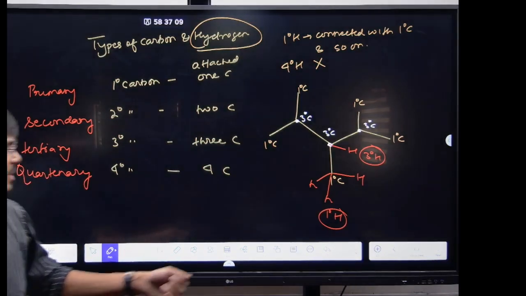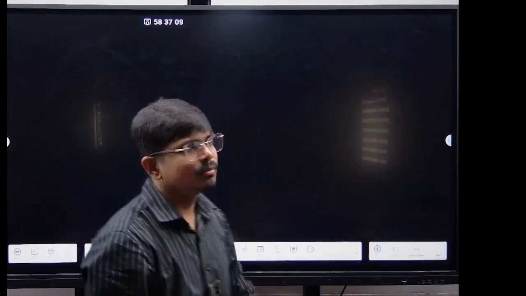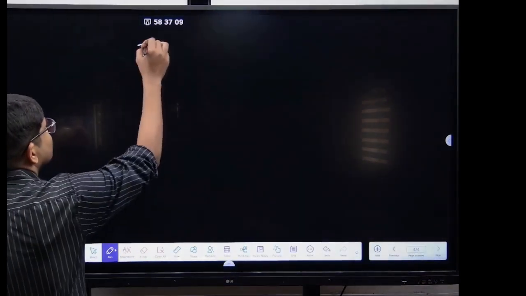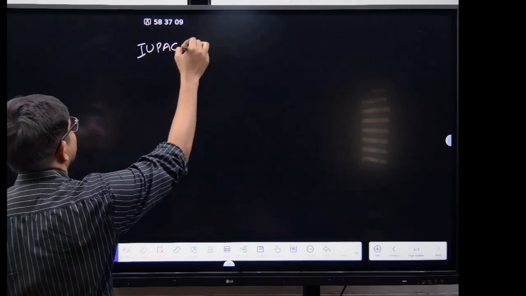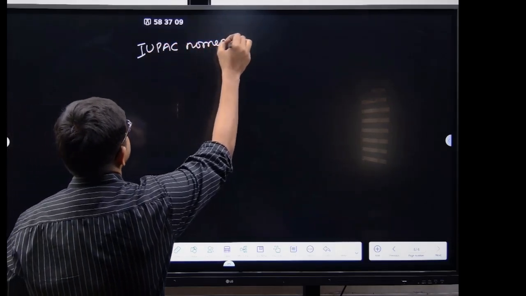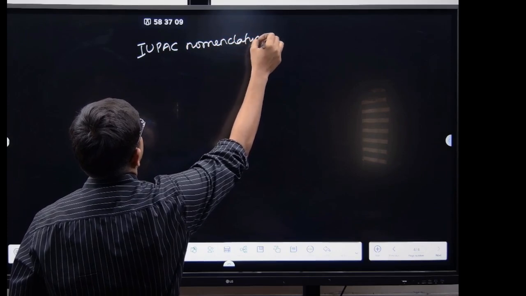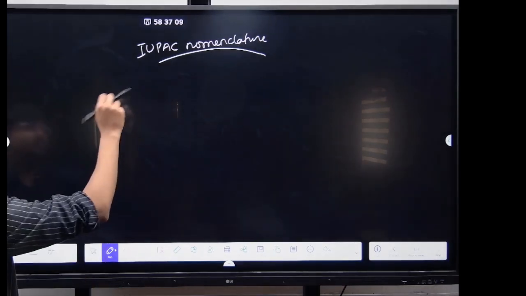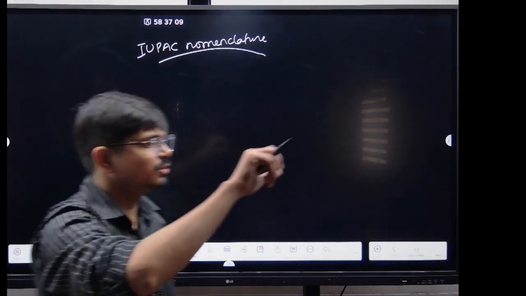Now the next part is your IUPAC nomenclature. I am talking about IUPAC nomenclature. So see here, what do you mean by the IUPAC nomenclature? It is some system of rules in order to know the name of that compound.